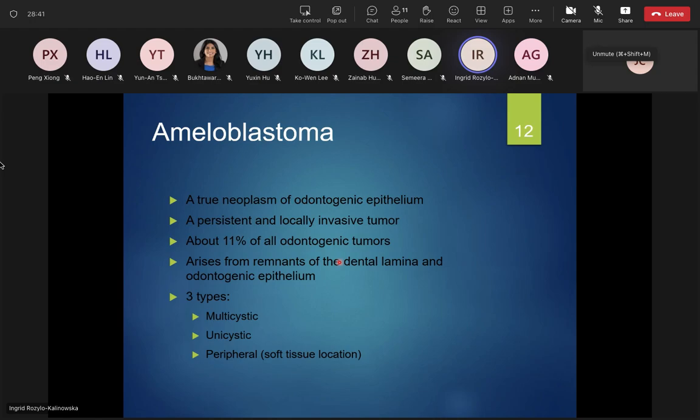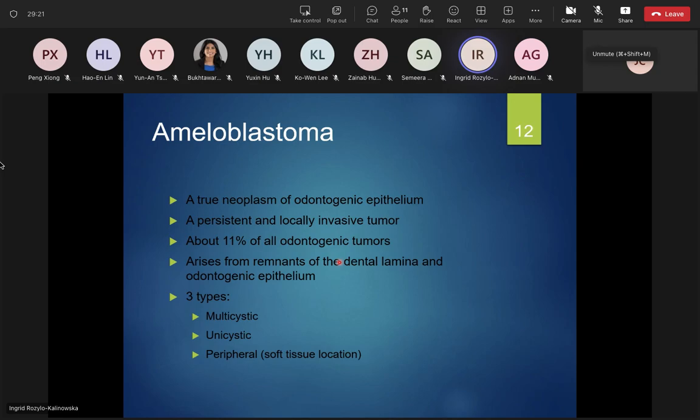Ameloblastoma is a true neoplasm made of odontogenic epithelium. This tumor is histologically benign, but it behaves like an aggressive tumor because of local invasion. But apart from a variant that may metastasize, it does not metastasize even if locally it grows to a large extent. And there are three types of ameloblastoma. It's multicystic, it's unicystic, and it's peripheral.